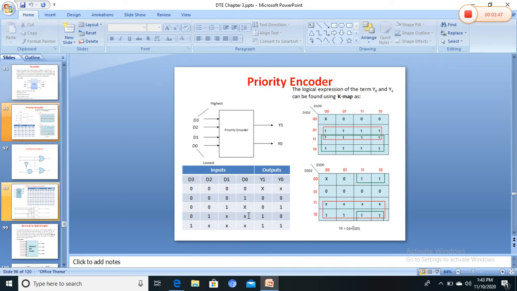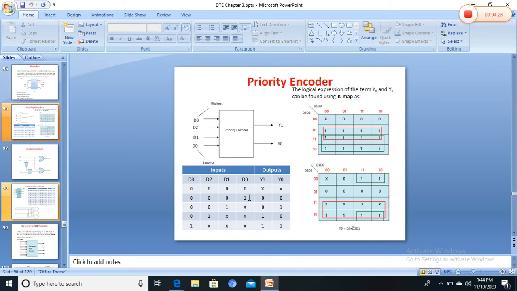Means D3 is 1, Y1 Y0 is 1 1. For D2 being 1, the output Y1 and Y0 is 1 0. Then D1 is 1 with the higher inputs 0 and the lower don't care, so the output Y1 and Y0 is 0 1. Then D0 is 1, so the D0 input is selected, and the output Y1 and Y0 is 0 0.